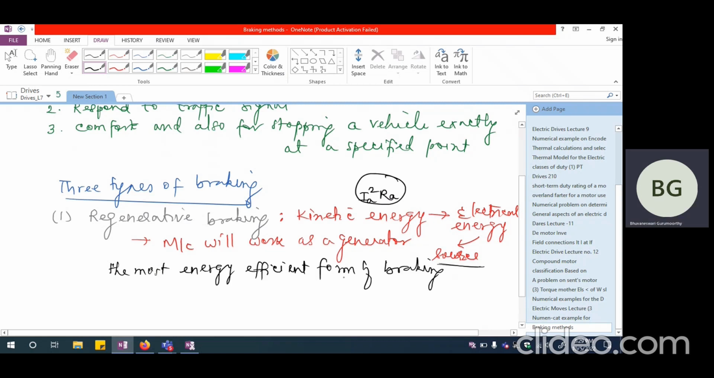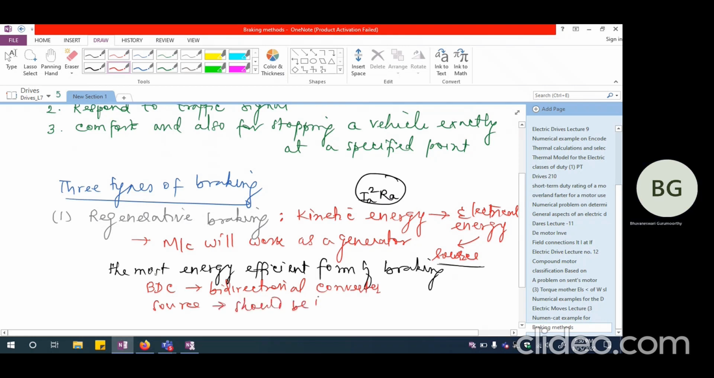But to implement this, very often you may require some bidirectional converters. In most of the cases, you will need a BDC, which is a bidirectional converter. And the source should be in a position to accept the energy also. If I'm having a capacitor, it can get overcharged and it can be blown completely sometimes. So it is very important to have a bidirectional converter, and also the source should be in a position to accept the energy.